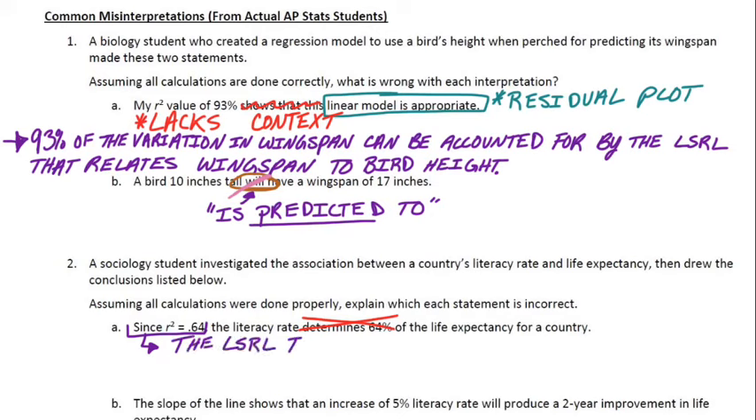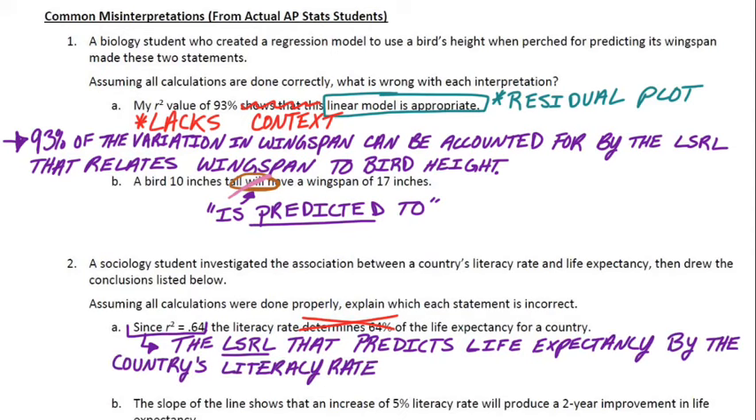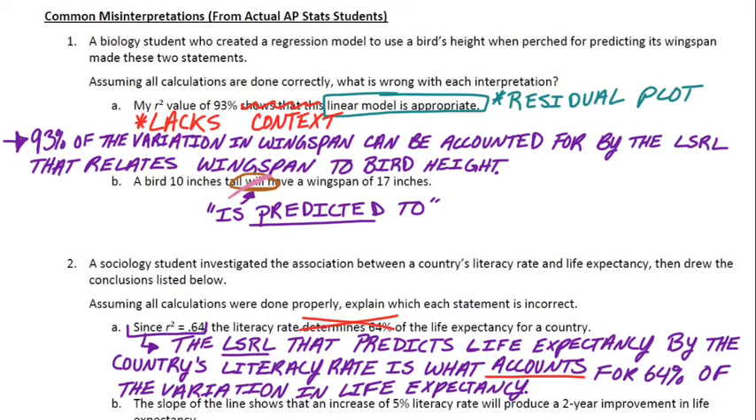We can say for r squared, if we do it correctly, the LSRL that predicts life expectancy by the country's literacy rate, so it predicts the Y category, which would be life expectancy, based on the X category, which would be literacy rate, is what accounts for 64% of the variation in life expectancy. So that's the correct interpretation of the r squared value here.